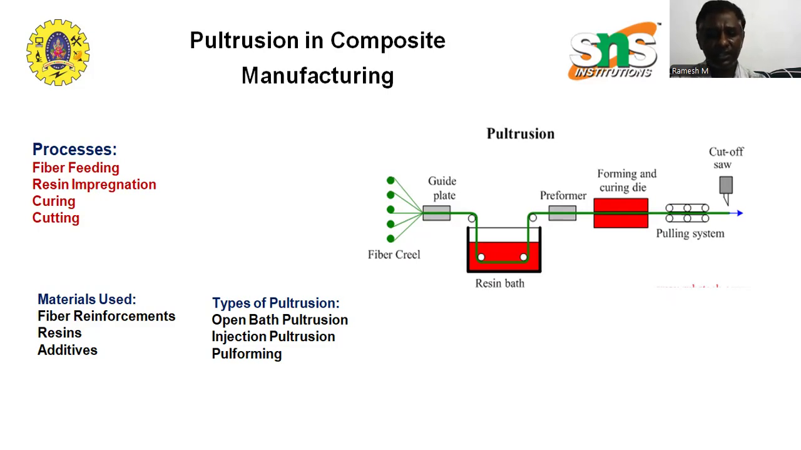Okay, so that's all in today's class. We can have another comparison for composite manufacturing methods with respect to pultrusion, filament winding, hand layup method, resin transfer molding. We can see that in the next class. Up to this, we can wind up today. We will see the other things in the next class.